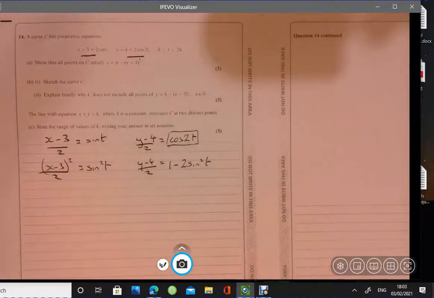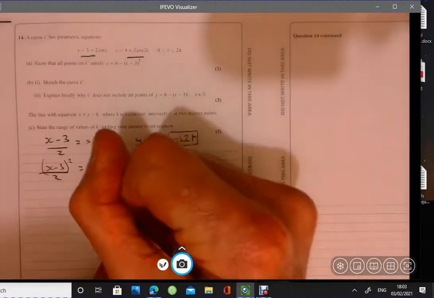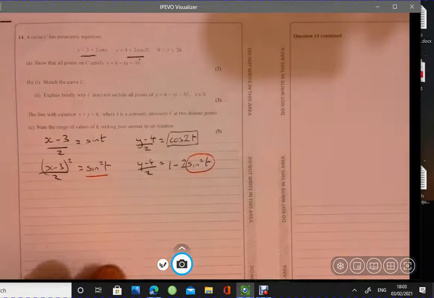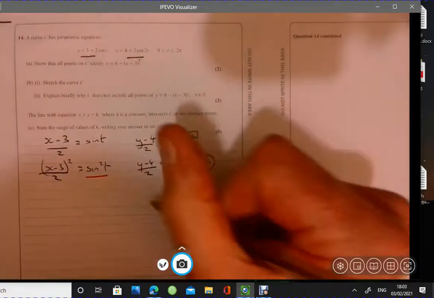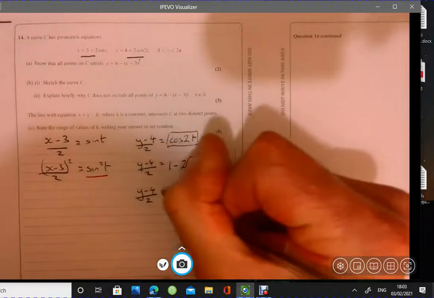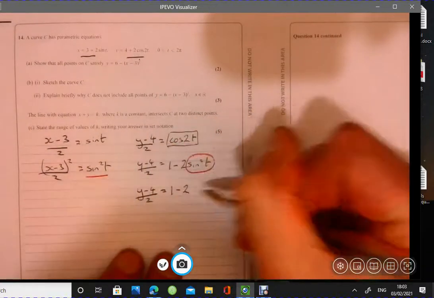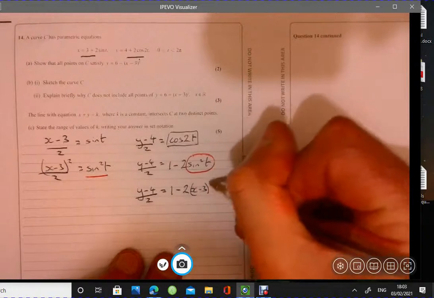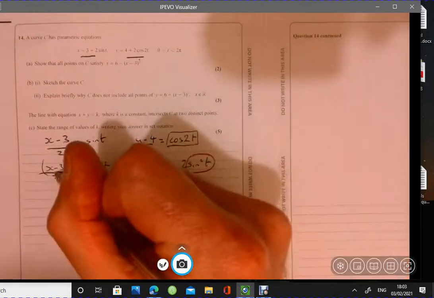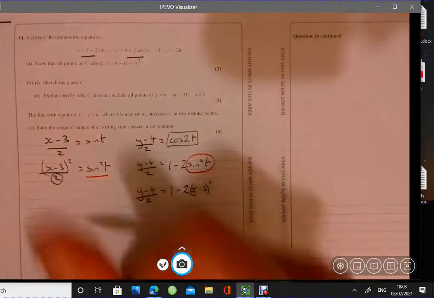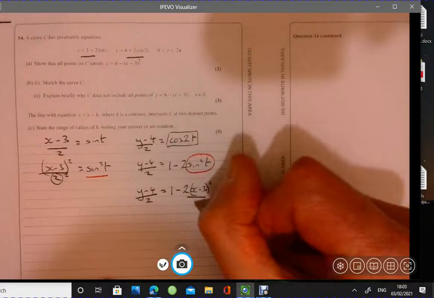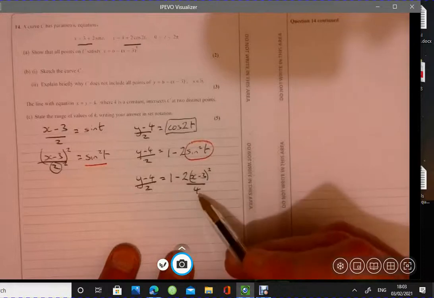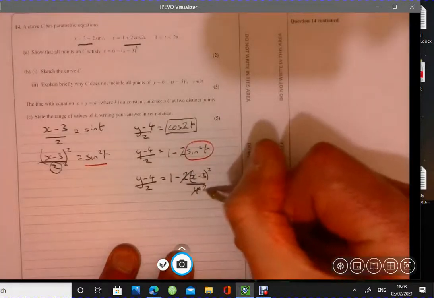So let's just have a look now. What we can do is we know sine squared t is this. So let's pop it there and rewrite this part. So what have we got? y minus 4 over 2 is 1 minus 2 multiplied by x minus 3 squared over, oops, I forgot to square that bit, didn't I? That was nearly a mistake. There. So it would be over 4. Near disaster. Right, okay. So we're obviously going to cancel that there. Maybe I was just thinking ahead.